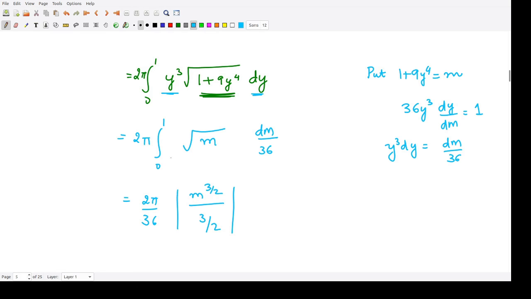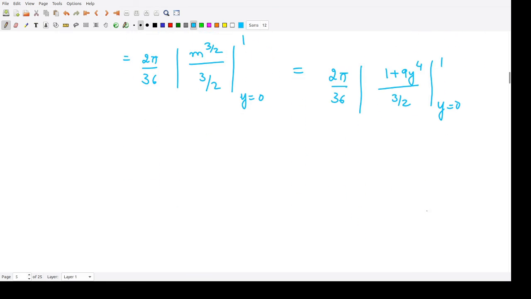And obviously the limits are going to change as well, right? So what you can do instead is substitute this quantity back here, and perform the limits with respect to y only. So y varies from 0 to 1, so you could substitute this limit. So you would have 2 pi by 36, and then what was the value of m? m was 1 plus 9 y raised to power 4 raised to 3 by 2, and then we have the limits of y varying from 0 to 1.